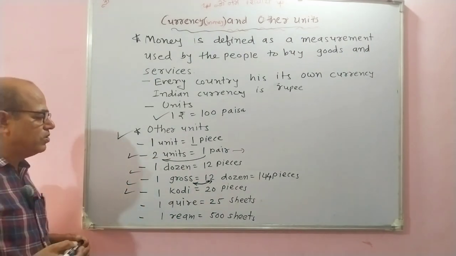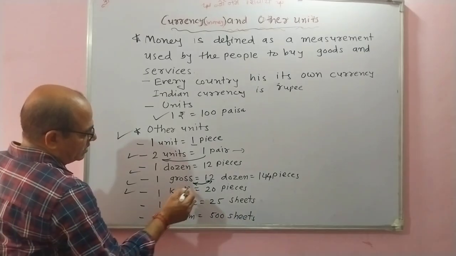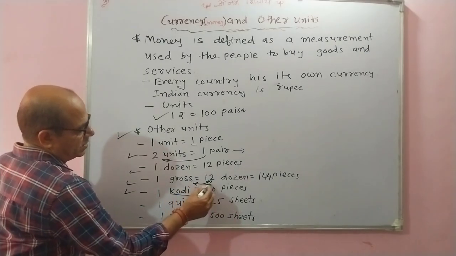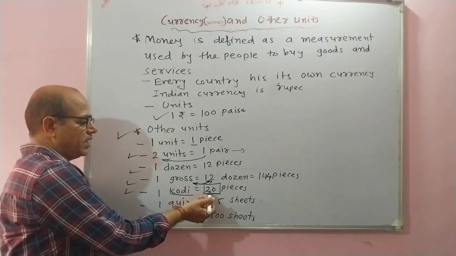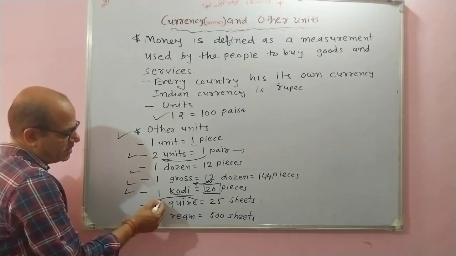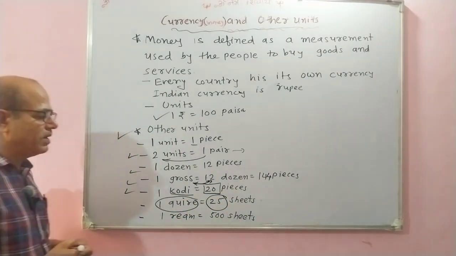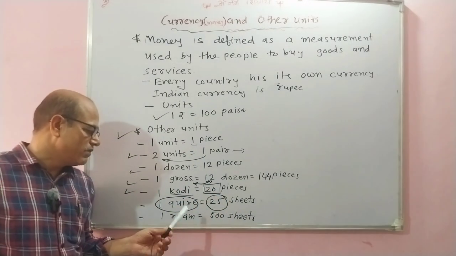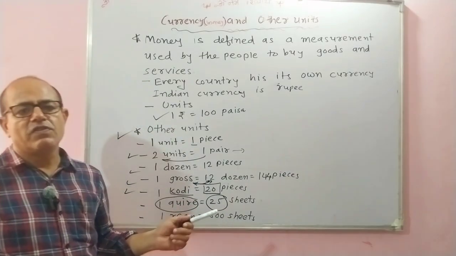Now 1 kodi. Those who are flying kites know that kites come in kodi. 1 kodi is equal to 20 pieces. 1 kodi, how many kites can you get? 20 kites. 1 quire means 25 sheets of paper. When you ask for 1 quire in the market, the seller will give you 25 sheets.